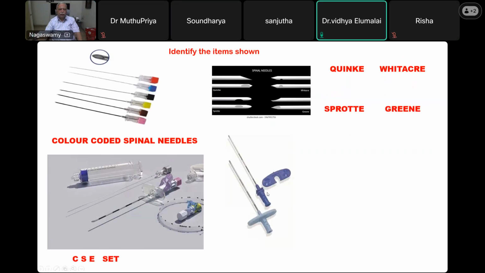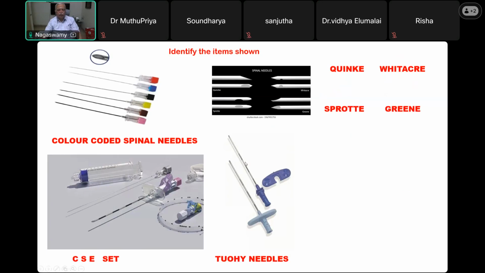Detachable wings. This is the Tuohy needle. Was it introduced by Tuohy or somebody else, this needle? Somebody else. Who is that person? Actually, what is the difference between your regular spinal needle and this Tuohy needle? The curved tip. That is called the Huber point. Huber is the person who introduced this curve, and Tuohy was only responsible for popularizing it.